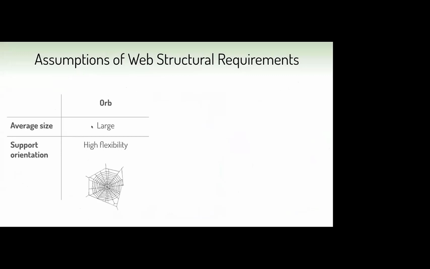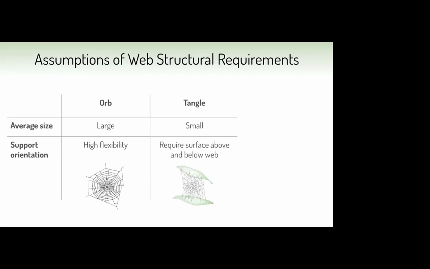So for orb webs, we assume that these require the least amount of structural support from their environment, and as a result, tend to be quite large in size and are quite flexible in the orientation of support structures that they require around their webs. On the other hand, tangle webs, we assume require the most amount of structural support from their environment, and therefore tend to be quite small in size and are very restricted in where they can be built, as they require a surface both above and below the web to hold the entire area of silk.